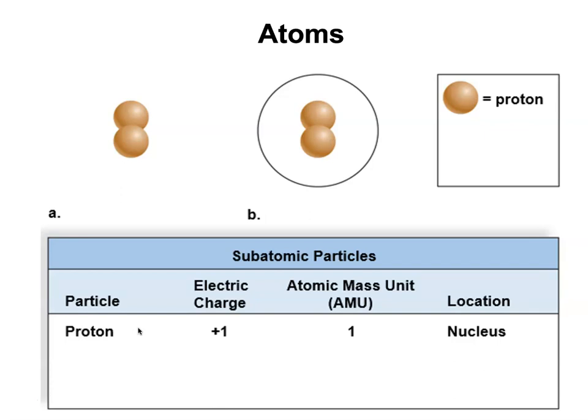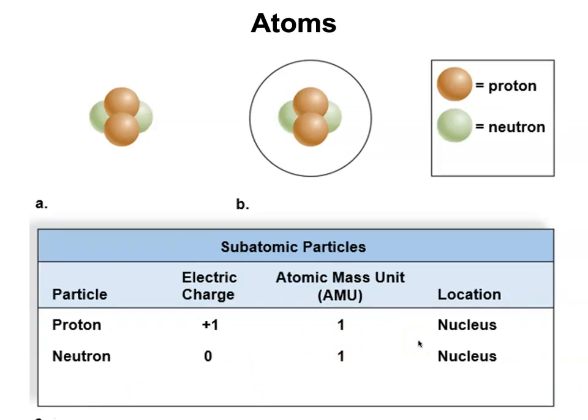Protons are going to be found within the central nucleus. They're going to be positively charged, and they're going to have 1 atomic mass unit. So the particle proton is going to have a positive +1 charge. It's going to have a mass of 1 and be located in the nucleus.